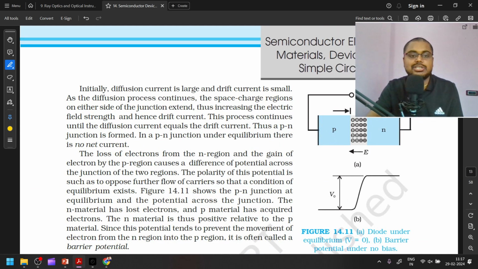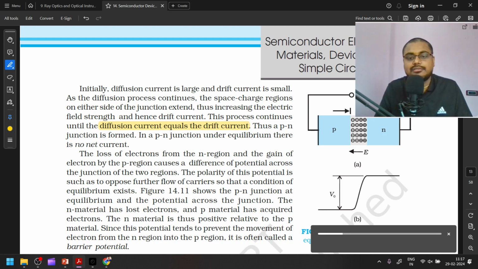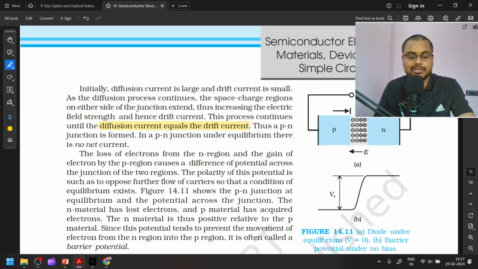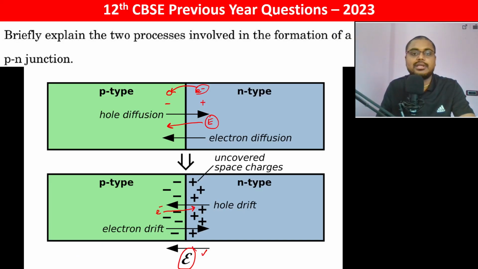And what happens is, initially diffusion current is large, drift current is small, but as it continues, the diffusion current equals the drift current. Thus a PN junction is formed. In a PN junction under equilibrium there is no net current. Okay, so these are the two phenomena or the two processes which are happening in the formation of PN junction.